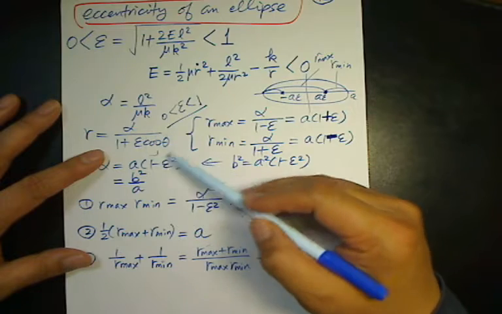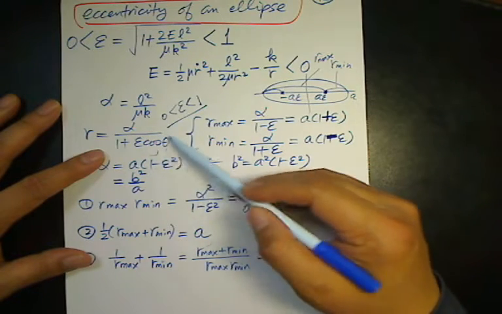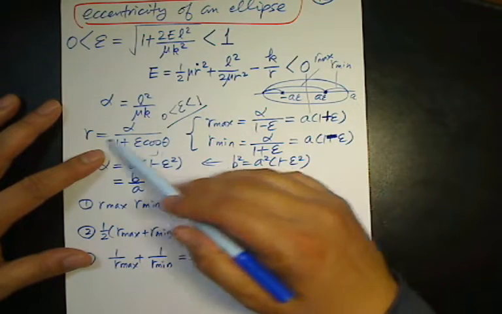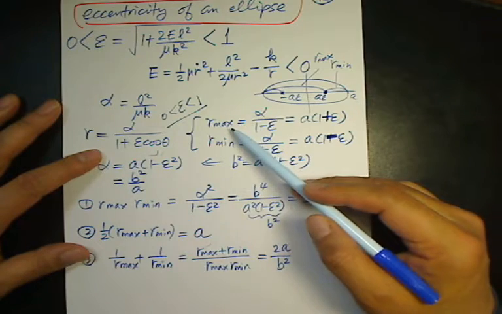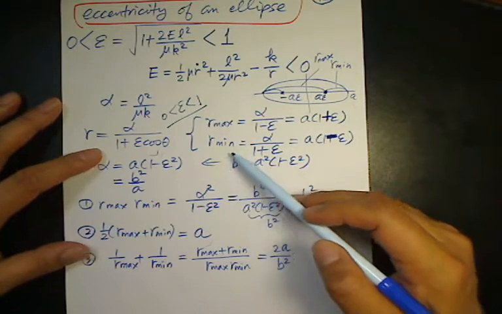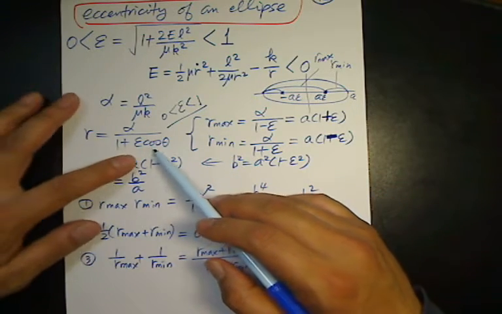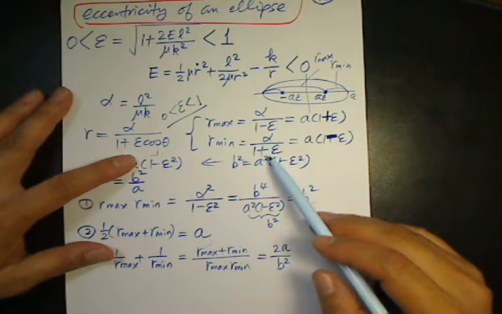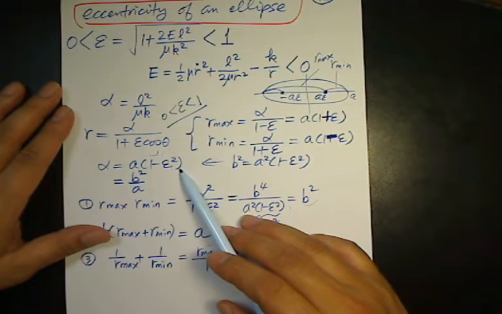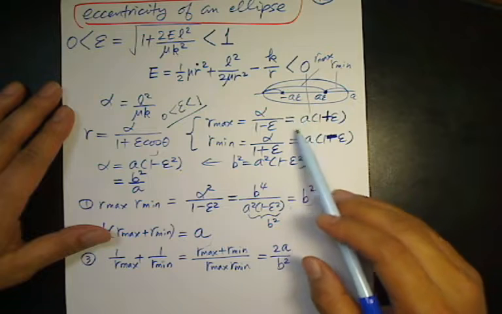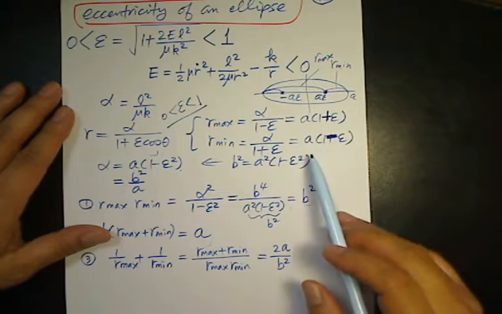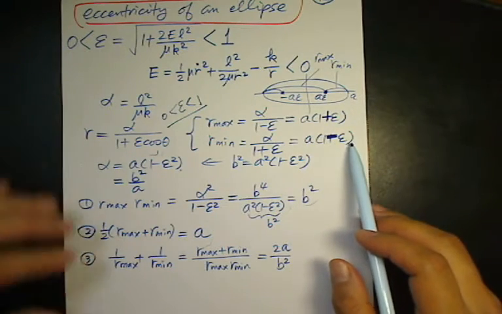If I vary the angle, cosine runs from -1 to +1. Therefore, the maximum value of the radius is obtained when it becomes -1. The minimum value of the radius is obtained when it becomes +1. Because alpha is a times 1 minus epsilon squared, if I substitute here, r max is a(1 plus epsilon), and r min is a(1 minus epsilon).